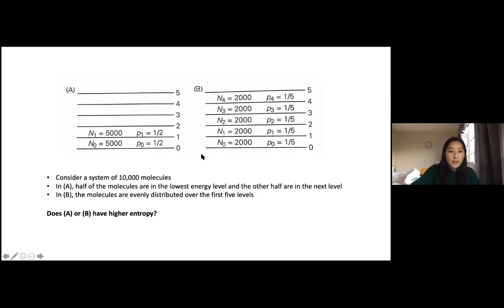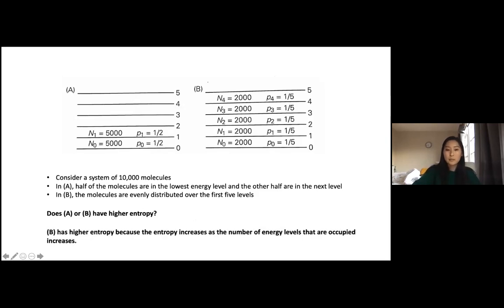It's okay. So we're getting B. Yeah, so B has higher entropy because, as I said before, the entropy increases as the number of energy levels that are occupied increases.